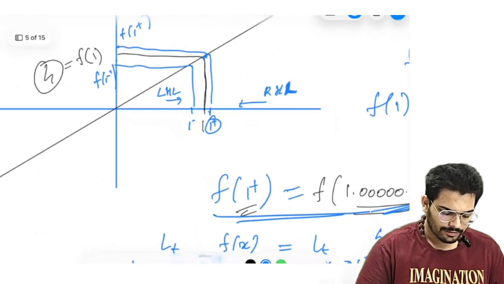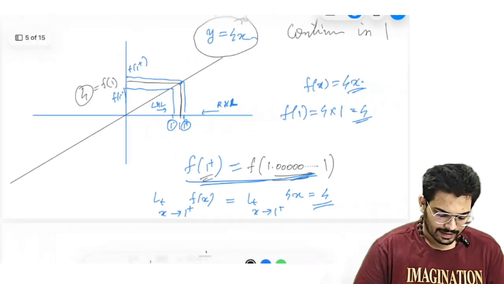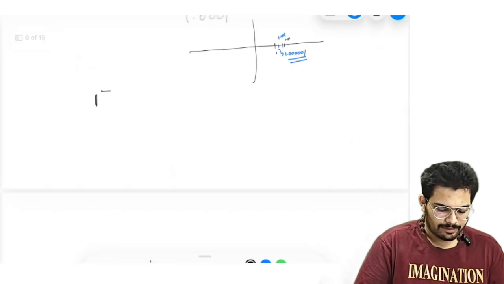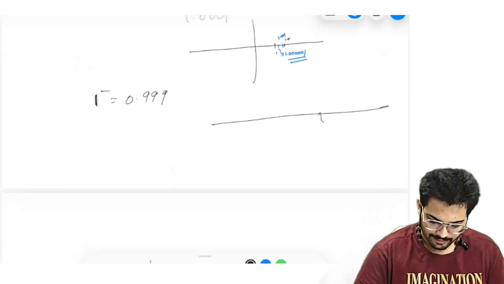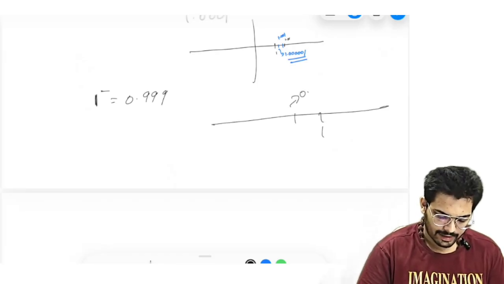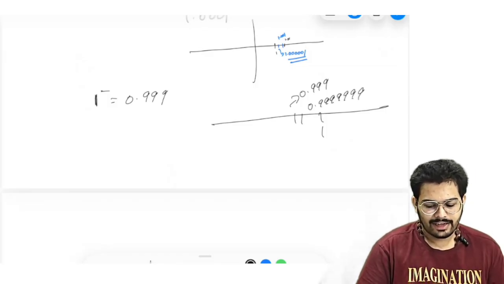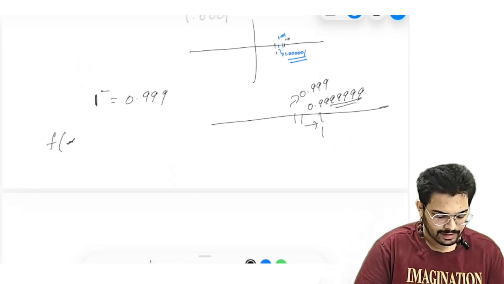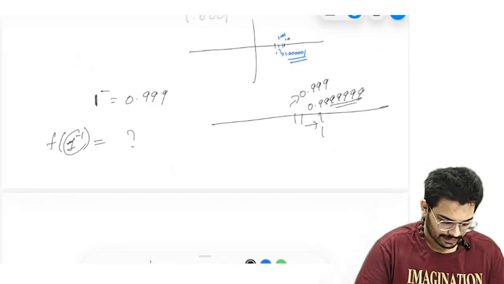Similarly, 1 minus means a value slightly less than 1. In that scenario, I can say 1 minus, a slightly lower value than 1, can be 0.999. From the number line, 1 is there, and I can say this number is 0.999. Now we can have one more value slightly less than that, that is 0.9999999. We can always have a closer choice to 1. In that case, we don't have a definite value to find f of 1 minus, because we don't know what the number actually is.